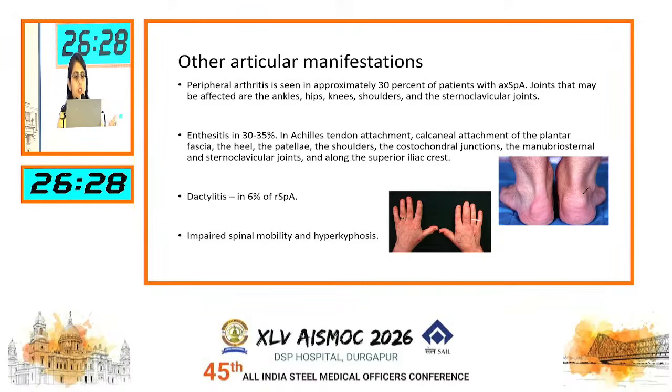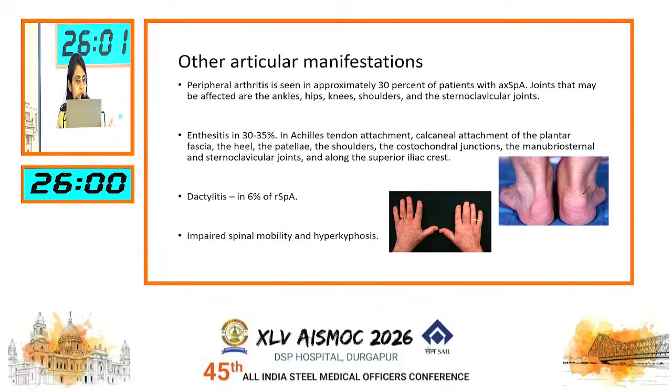Apart from that, plantar fasciitis, the patella, the tibial tuberosity, tenderness at the costochondral junction. The patient complains of pain in the chest that increases on respiration, the patient goes to a cardiologist, does a coronary angiogram, it's normal. So these are enthesitic pains in AS. Then the sternoclavicular joints, the superior iliac crest. So these can be enthesitic pain in AS.